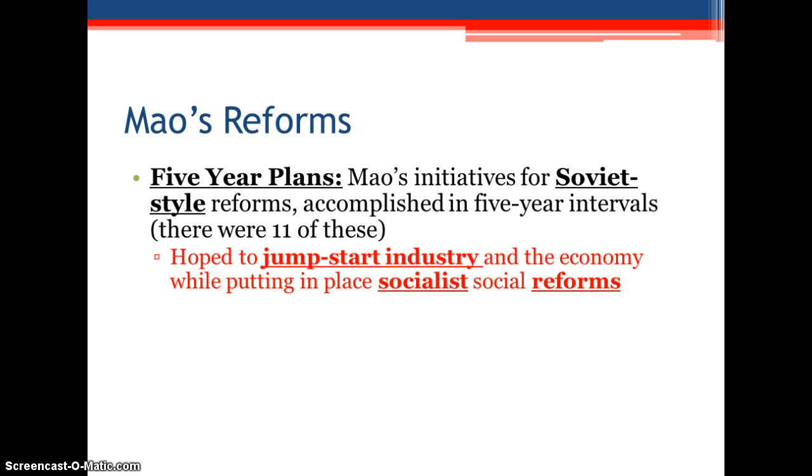So the first reform is the 5-year plans. These are his initiatives for Soviet-style reforms accomplished in 5-year intervals. So they focused on industry and the economy. He hoped to really jumpstart this industry by turning over all the factories so that they belong to the state, while also putting in place socialist social reforms among society.